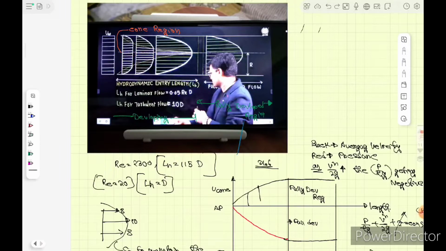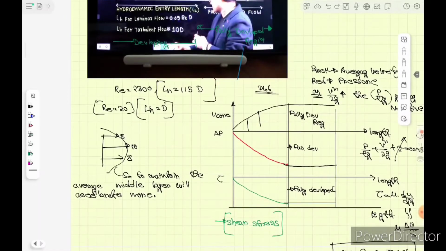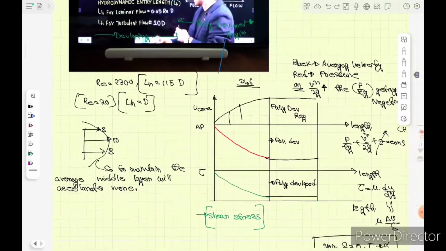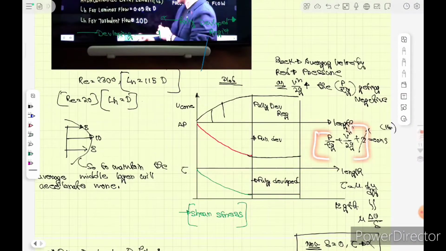Now coming to the graph, that is length versus u core. U core means the central velocity, which first increases and then stays constant. And the pressure, P by rho g, plus V squared by 2g. As V is increasing, V2 minus V1, the pressure P is also increasing, and P by 2g is also increasing. So if it is greater than P by 2g, then it will be negative, and that's why it comes as negative.